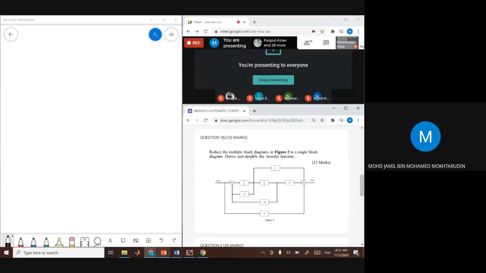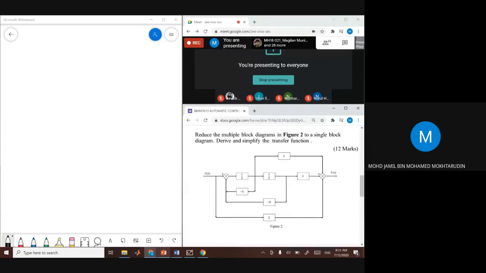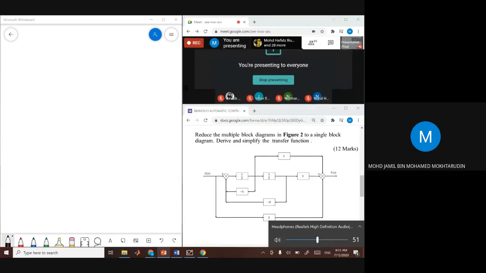So let's discuss this question, okay? If you still remember block diagram reduction, you have 6 rules to follow. Basically, the general rules that if you follow, inshallah, you can solve the block diagram.